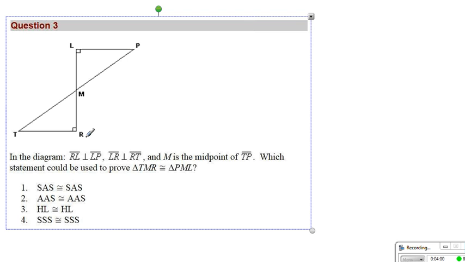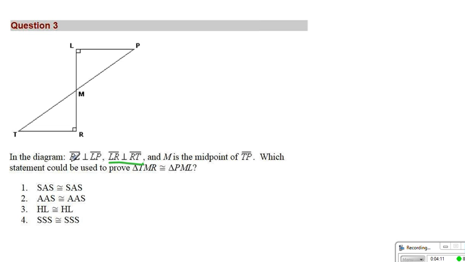Next, question number 3 here. So we realize that this line segment TR is perpendicular to LR, as it is given right over here. And so RL is perpendicular to LP. So that's one thing we get to realize. And M is the midpoint of TP. That means this line segment must be equal to this line segment. Which statement could be used to prove these two triangles congruent, as we realized that this angle is congruent to this angle already because they are all right angles? How about these two?